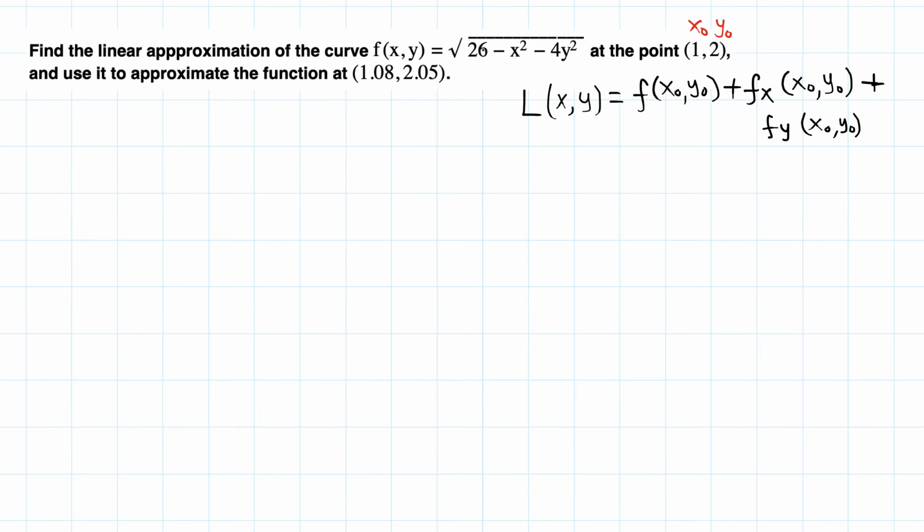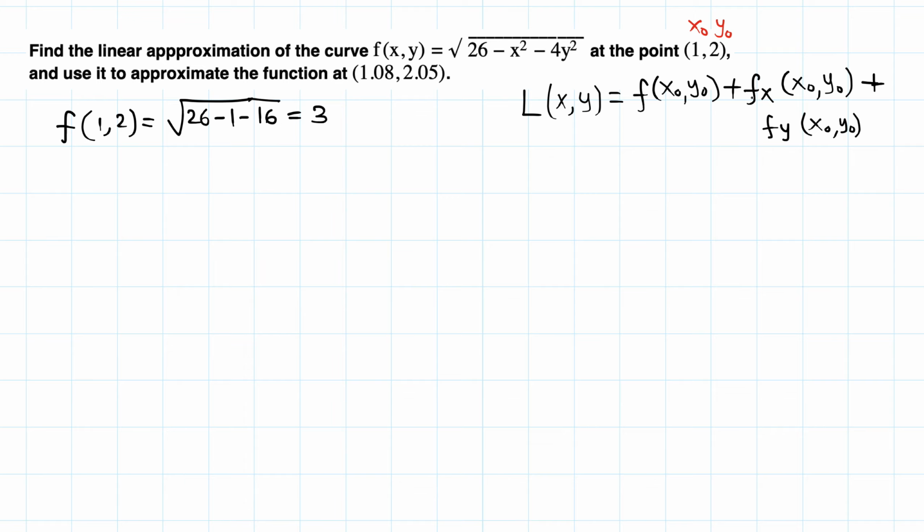So let's evaluate this function at x naught, y naught. I'm just finding the individual parts, there are 3 different parts. So the function at x naught, y naught means (1, 2). f(1, 2) is square root of 26 minus 1 squared minus 4 times 2 squared. 4 times 4 is 16, so 17. 26 minus 17 is 9. Square root of 9 is 3.